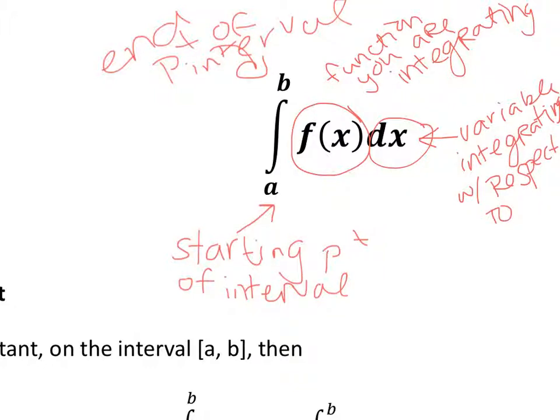Just like when you took a derivative, you always had dx because you were deriving, or you had dy/dx. You're taking the derivative of y with respect to x. In this case, you're taking the integral of your function with respect to x. If you were dealing with a time situation, this would say dt. Now, the only other last piece of this notation you should know is that this f of x dx term is what we refer to as the integrand.